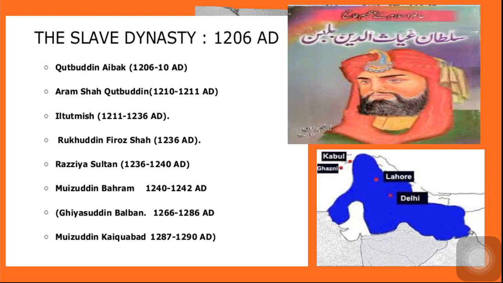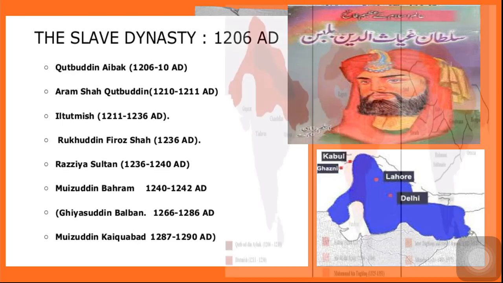When the governor of Bengal, Tughril Khan, revolted, Balban personally led the attack against the rebellion, in which Tughril Khan was killed. The Sultan had to face further attacks by Mongols, and his son Muhammad was killed in one such attack. Balban did not survive long after the death of his son.